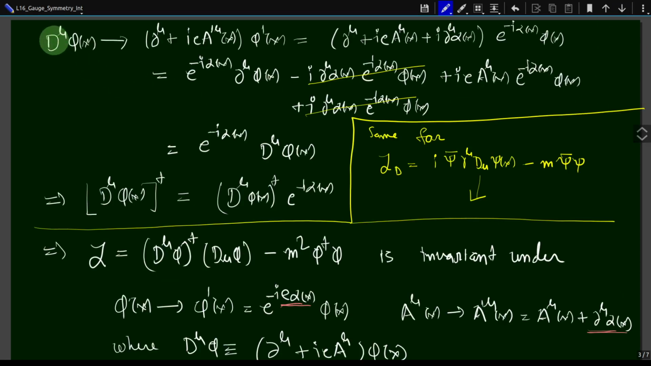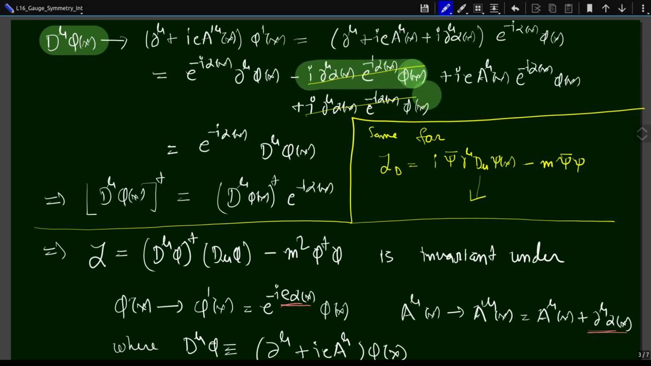So let's check that. D_μ acting on φ(x) is ∂_μ plus i e A_μ. This goes to the prime variables: ∂_μ stays ∂_μ, A_μ becomes A'_μ, and φ becomes φ'. Then you put the values of φ' and A' in, and you get this term. Now you expand it. The derivative acting on this gives two terms. When the derivative acts on φ, it gives exp(-iα) ∂_μ φ(x), and when the derivative acts on α, it gives this piece.